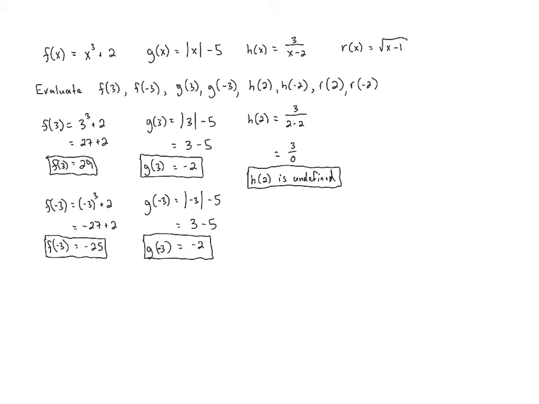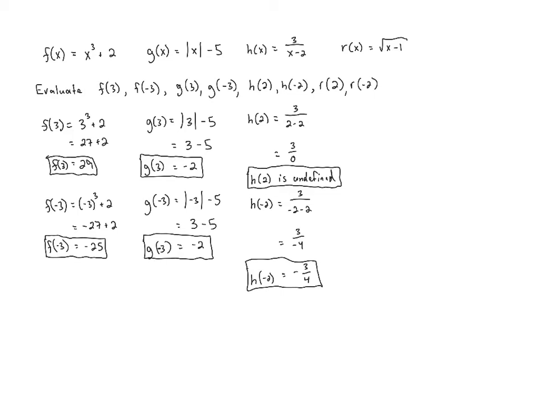All right, let's try negative 2. Let's evaluate h at negative 2. That's going to be 3 over negative 2 minus 2. Negative 2 minus 2 is negative 4. And that's a fine answer, but I usually like to put the negatives out front instead of in the denominator. So it looks a little bit better if we say h of negative 2 is negative 3/4.